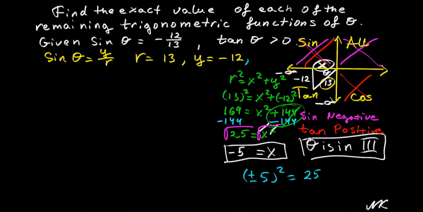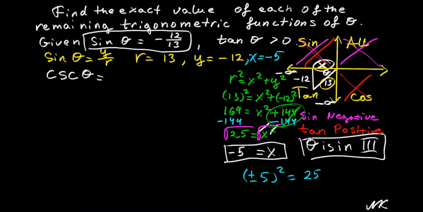So now we have that x is equal to negative 5, and we can set up our trigonometric functions of theta. So we are given sine of theta is negative 12 out of 13. From this we can find cosecant of theta, which is just a reciprocal of sine, and reciprocal of negative 12 out of 13 will be negative 13 out of 12.